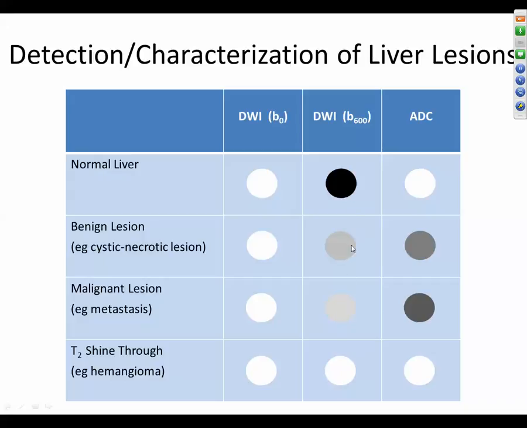And more specifically, if we want to differentiate lesions into different categories, if it is more cystic or necrotic, then it has better diffusivity relative to those solid metastatic lesions. It can move more freely, so here it's brighter than this one, and in the DWI it's the opposite. Then in hemangioma, which has a T2 shine-through effect because it has long T2, both the DWI and ADC are bright.